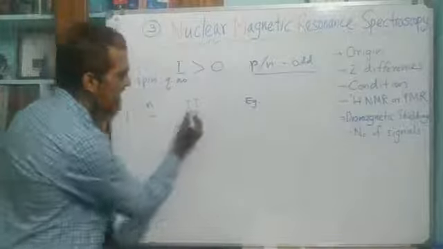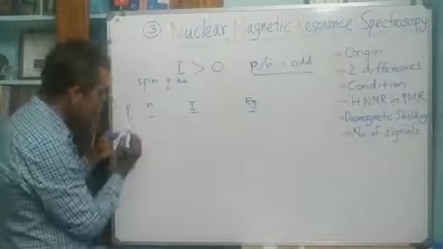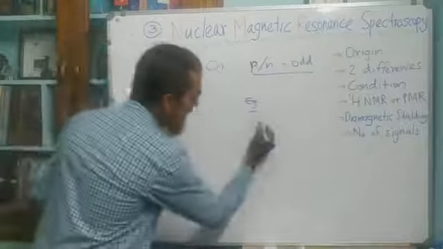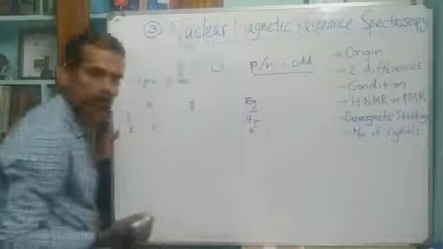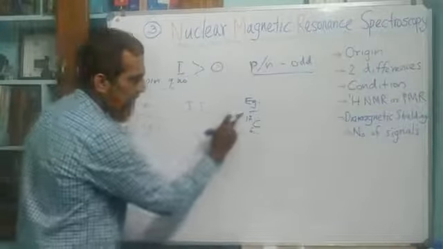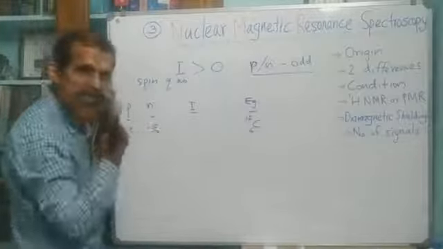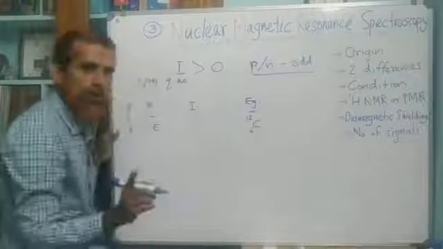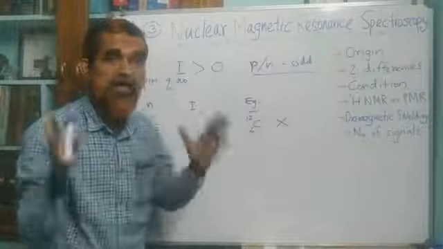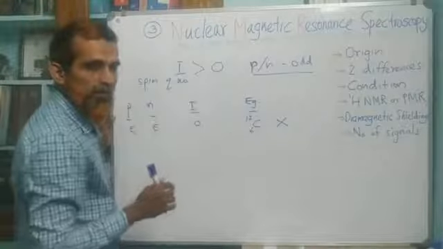So let us take 3 cases. One is that both can be even. For example, if you take the carbon-12 isotope, 6 protons, that is an even number. The number of neutrons is 12 minus 6, that is 6, again even. In that case, I will definitely be 0. It will not be NMR active. So this is an example of a nucleus which is NMR inactive, because I is 0. So if both are even, it will be 0.